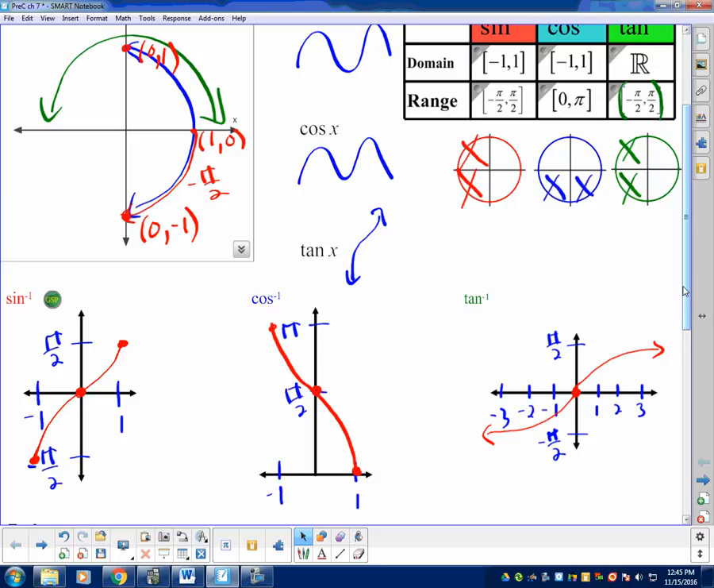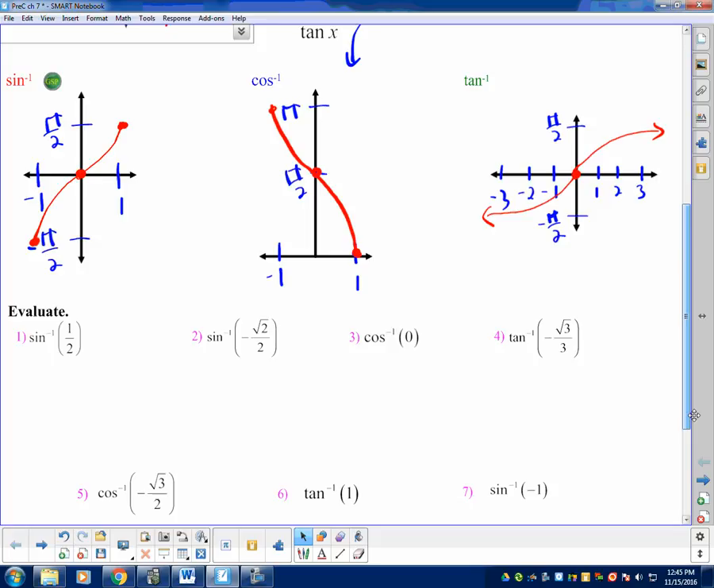So that's what the inverse tangent curve looks like. So inverse sine, inverse cosine, and inverse tangent, so the curves look like that. And what I'm going to ask you to do is to evaluate these. Remember, you're going to be giving me the angle measurement in radians that corresponds to the ratio. So you could still use your unit circle.